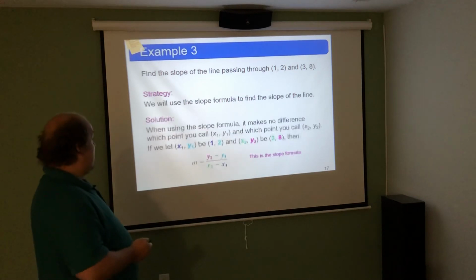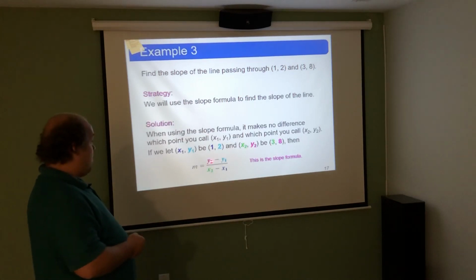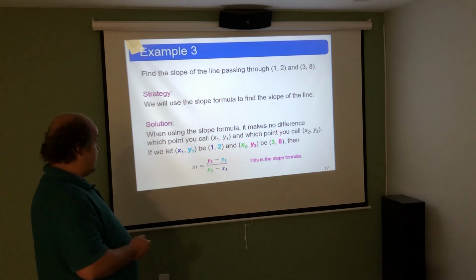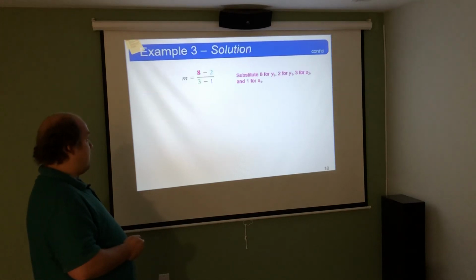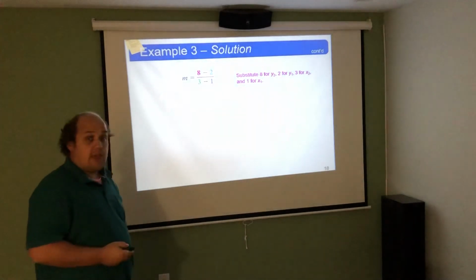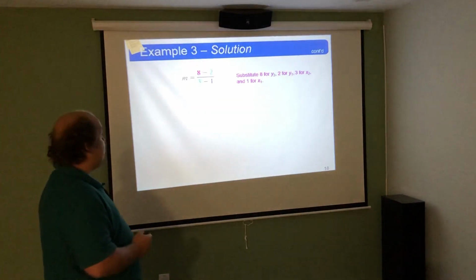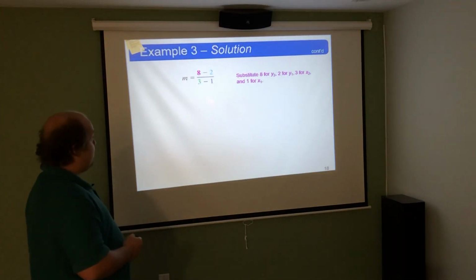So, in our slope formula, y2 is 8. I'm going to put an 8 in here. y1 is 2. I'm going to put a 2 here. x2 is 3. I'm going to put a 3 here. And x1 is 1. I'm going to put a 1 there. If you plug these in where they go, you now just have to do subtraction top and bottom and reduce. 8 minus 2 gives me 6. 3 minus 1 gives me 2.